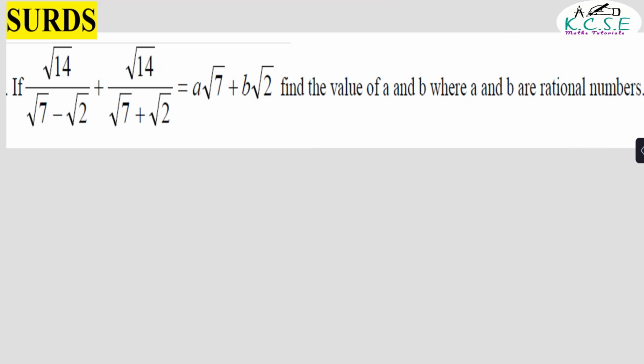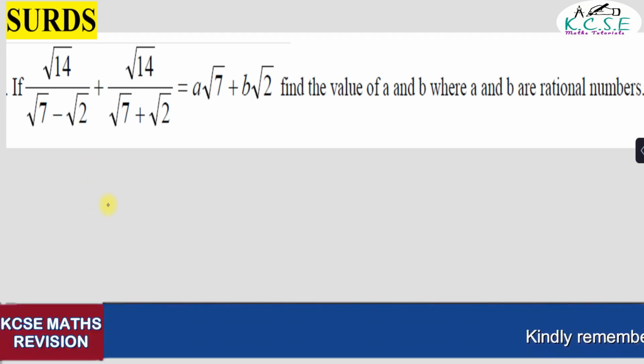Given this surd is equal to a root 7 plus b root 2, find the value of a and b where a and b are rational numbers. We shall begin by getting the LCM of these denominators, in the normal way we solve fractions.